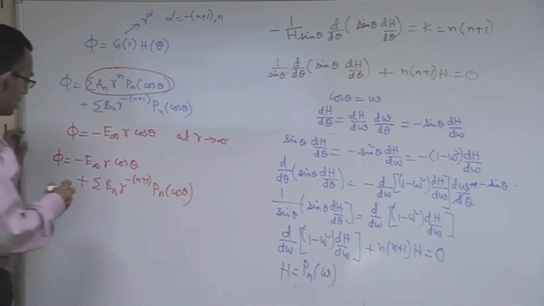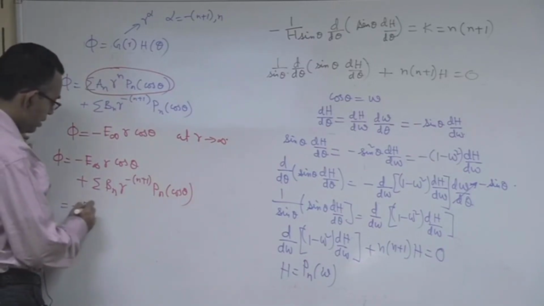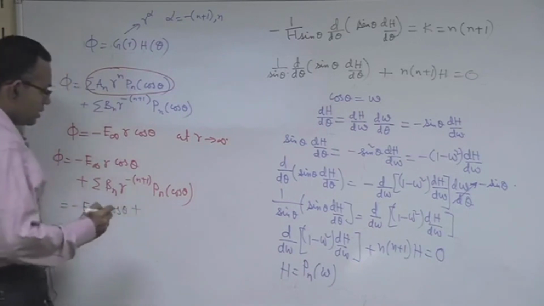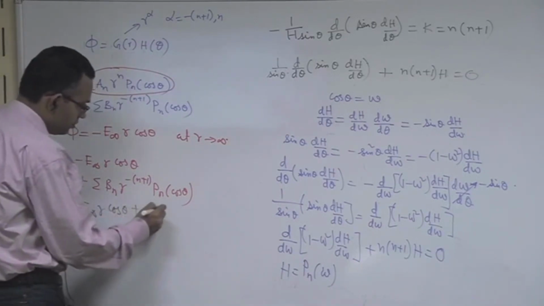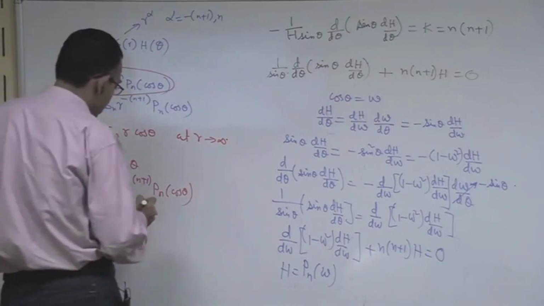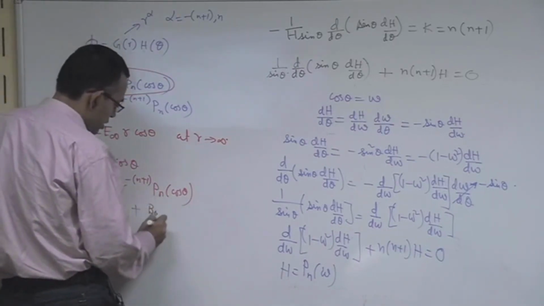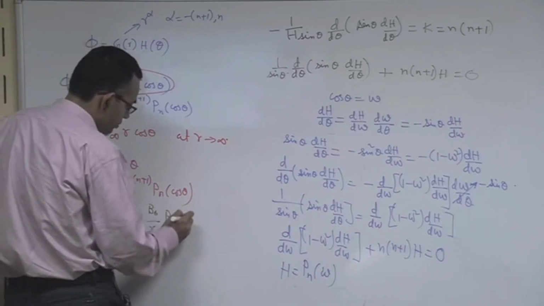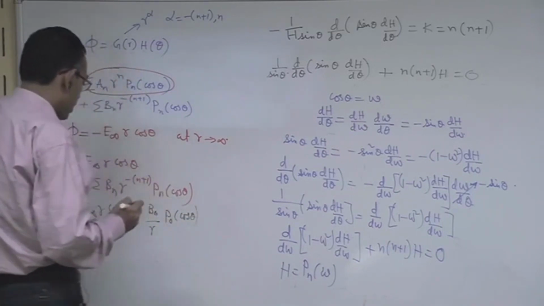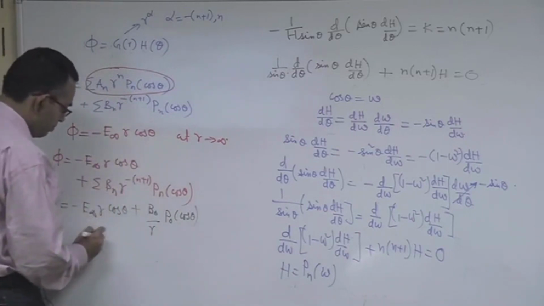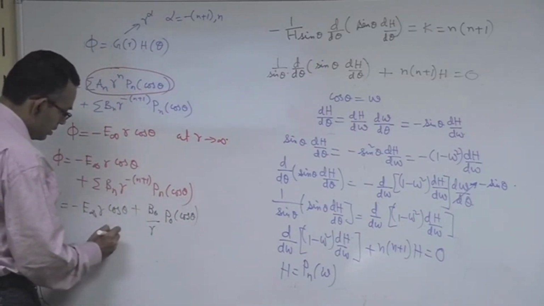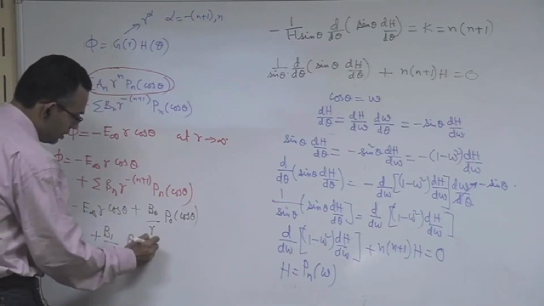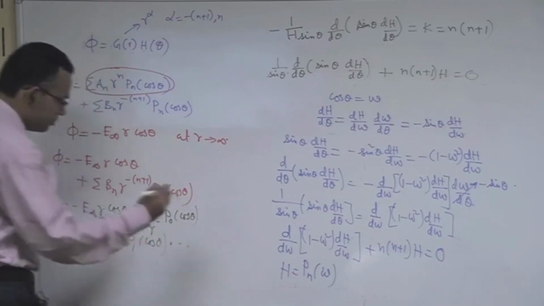Now we can expand this, so we can write it as minus E infinity r cos theta plus B0 by r P0 cos theta plus B1 by r square P1 cos theta and so on.